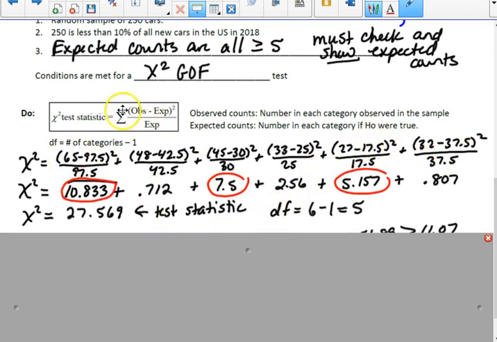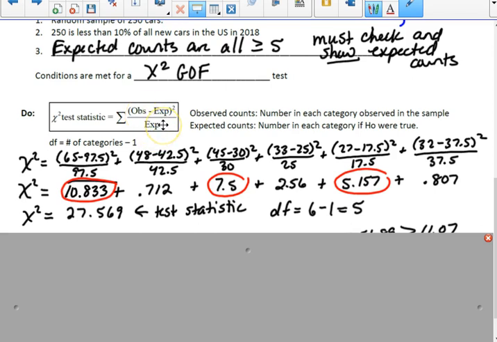And notice this idea, the observed minus the expected, is we're finding out how big of a difference there is. We're squaring those differences, just like we squared the differences when we did standard deviation, to make them all positive so that we can add them up and get a numerical summary of that amount of variability.